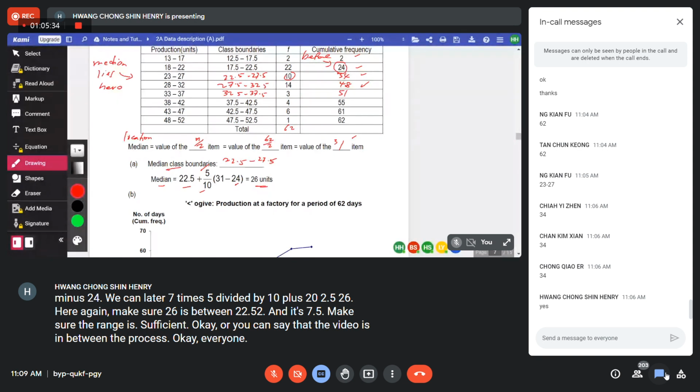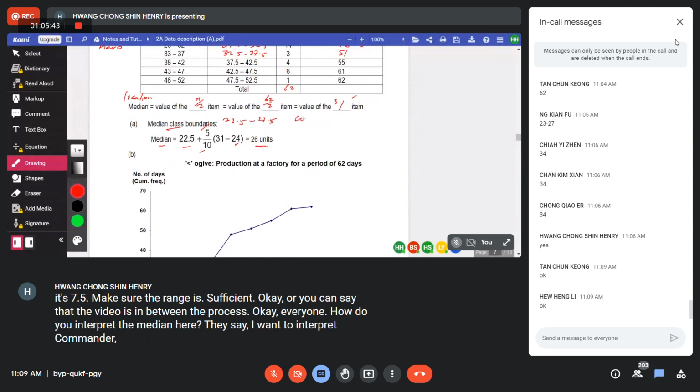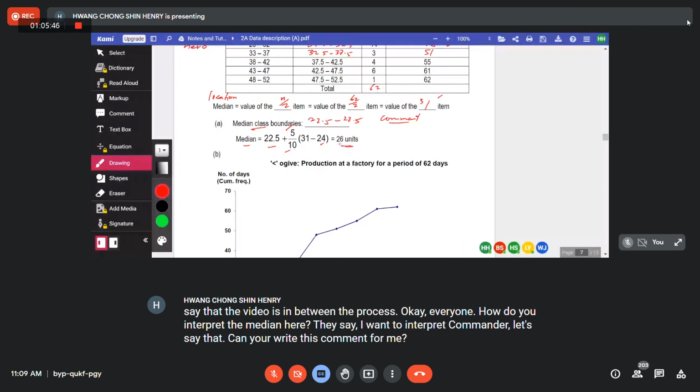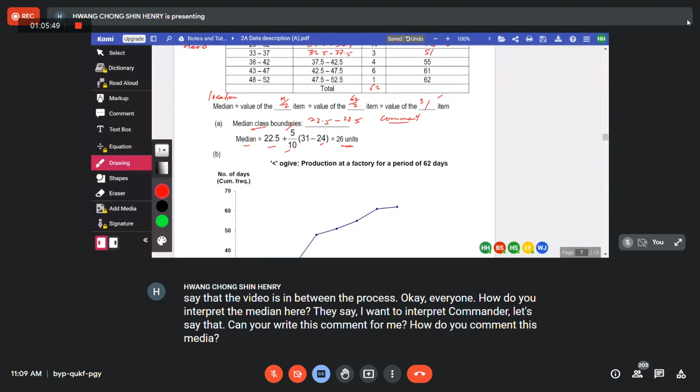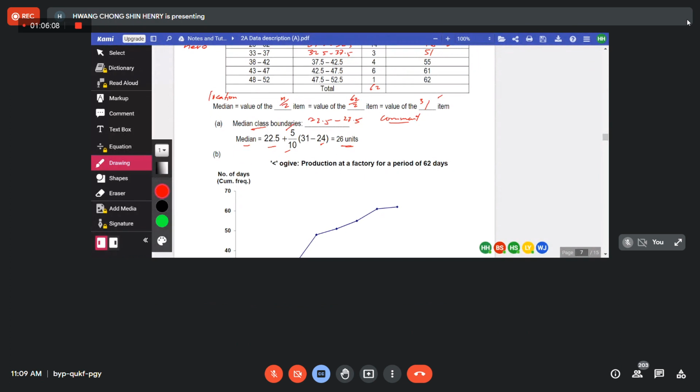Okay, everyone. How do you interpret the median here? Let's say I want to interpret the comment. Can you write this comment for me? How do you comment on this median? Can you try to write it yourself before I give you the answer?